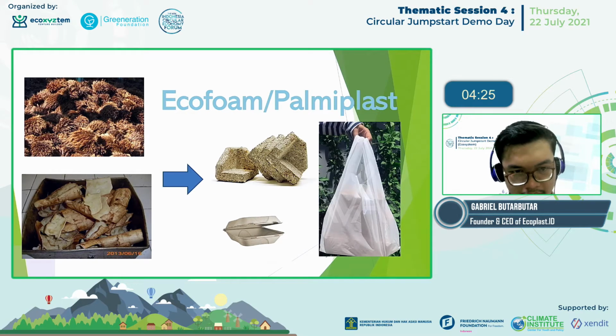Next. The products we develop are Bioplast and Ecofoam, which is bioplastic from agri industry waste, such as oil palm empty fruit bunches and cassava pulp waste. And these are products for shopping bag and substitutes for styrofoam. Next.